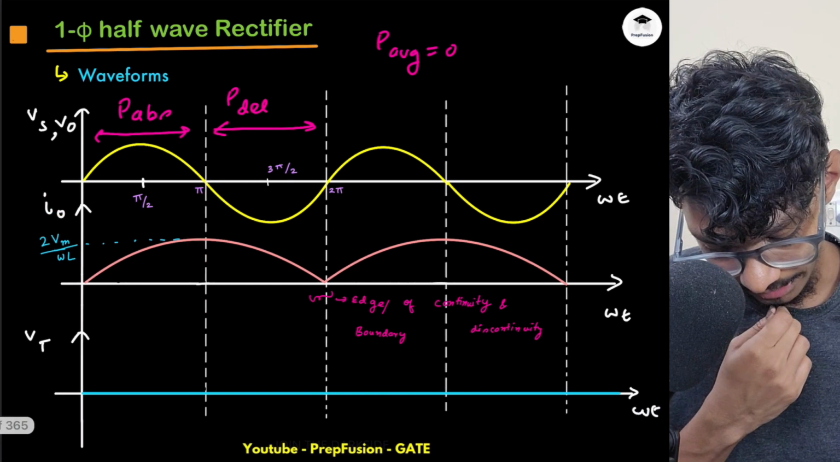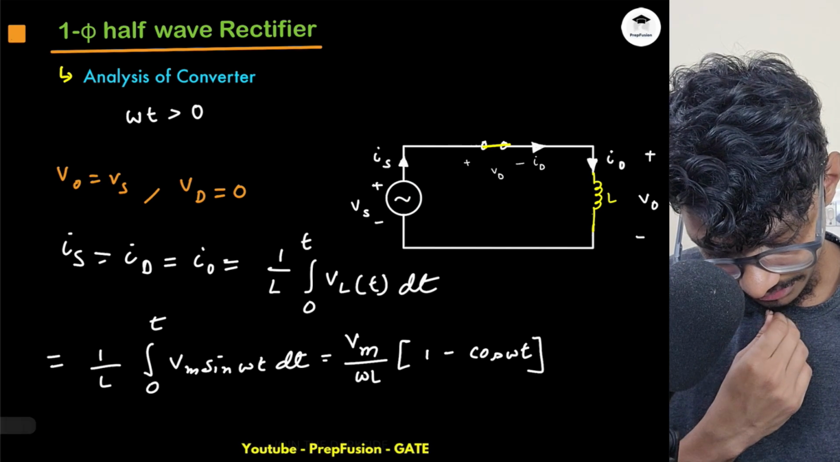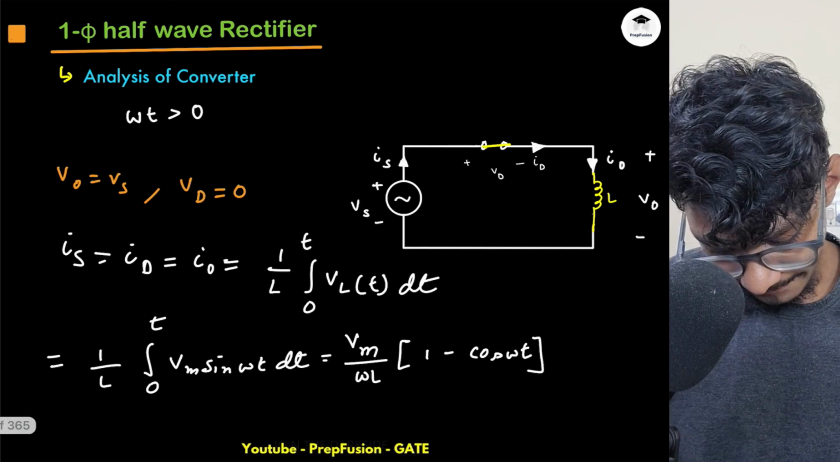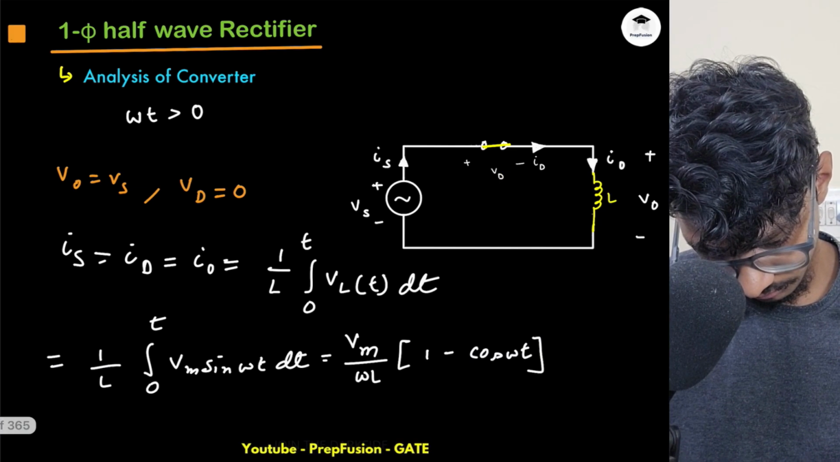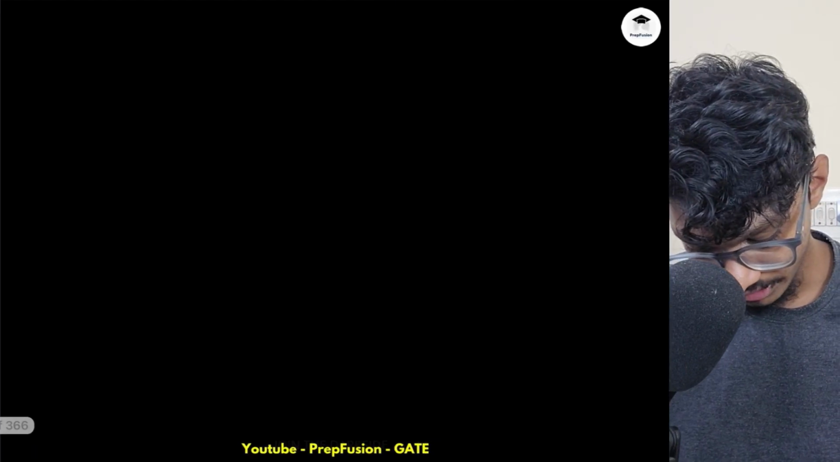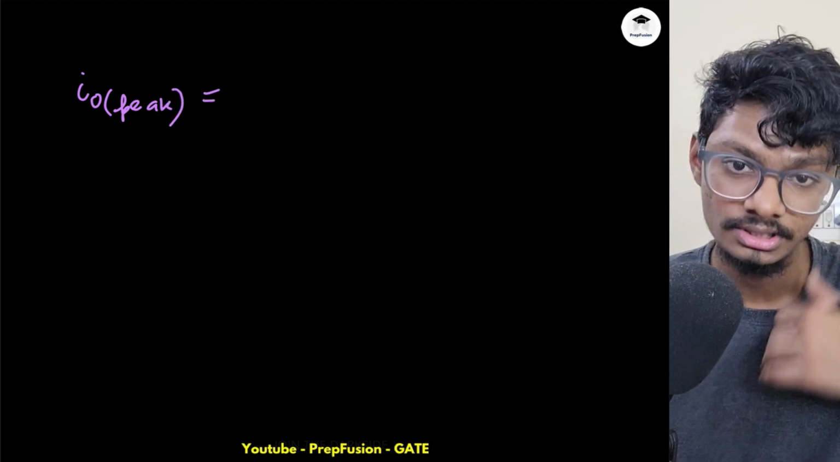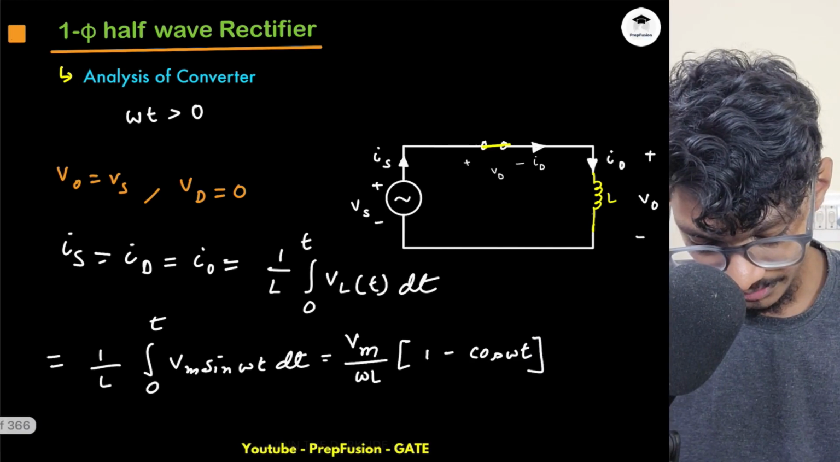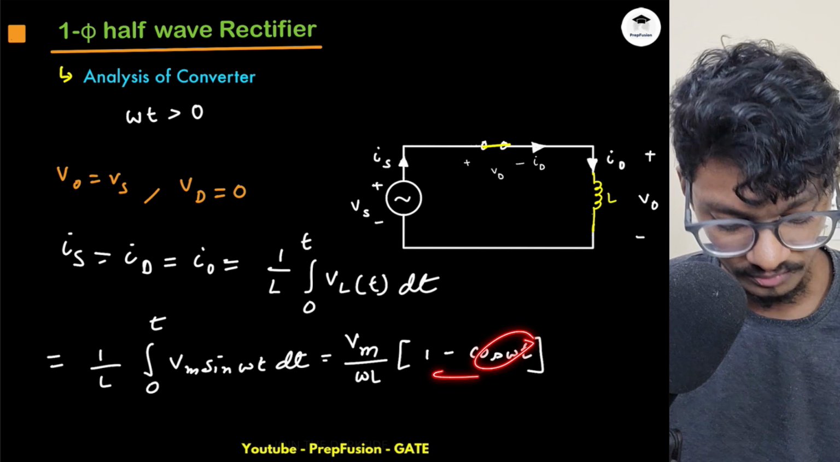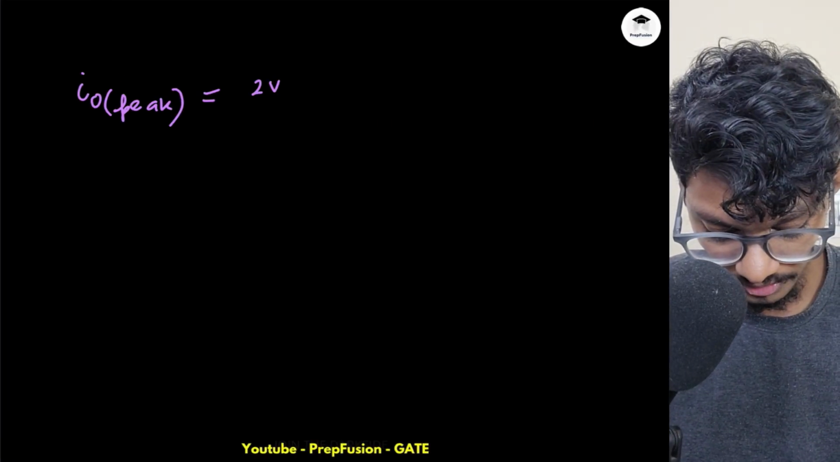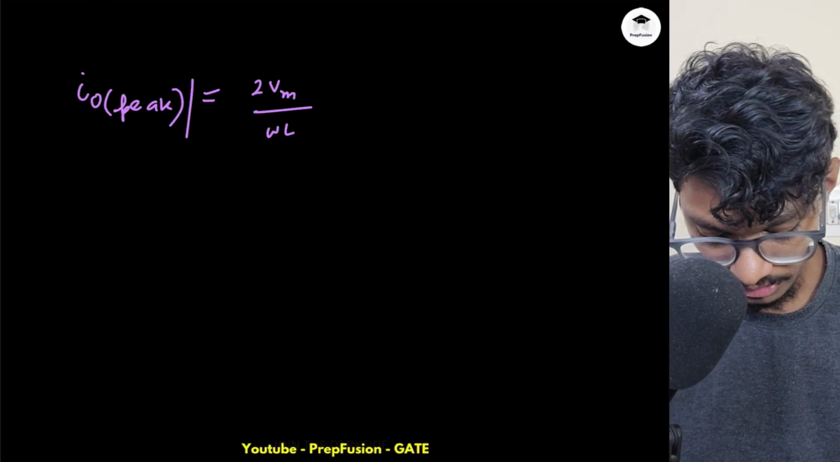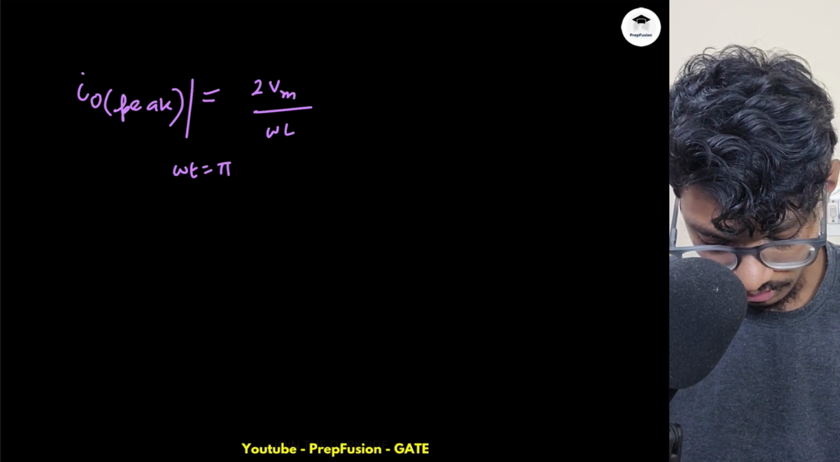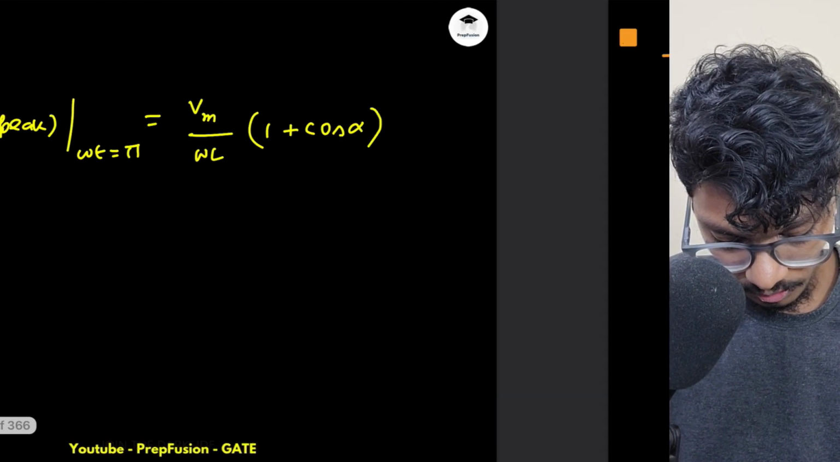Peak value will happen at pi, right? At pi, my diode will be off here, but what will be my I_O peak? I_O peak will be again at omega t equals pi, because after that the inductor is releasing its energy. Okay, it is de-energizing. So if I put the expression here, omega t equals pi, this will be minus 1. Minus of minus 1 is 1. So this will become 2 Vm upon omega L at omega t equals pi.